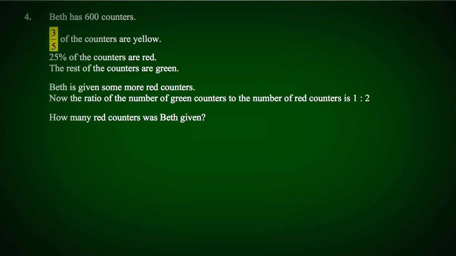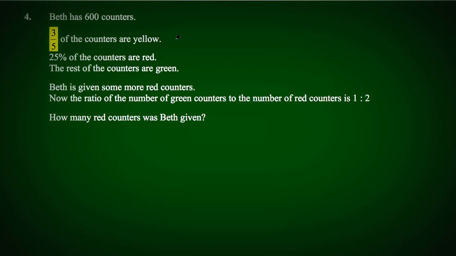Beth has 600 counters, 3/5 of the counters are yellow, 25% of the counters are red, the rest of the counters are green. Beth is given some more red counters. Now the ratio of the number of green counters to the number of red counters is 1 to 2. How many red counters was Beth given?